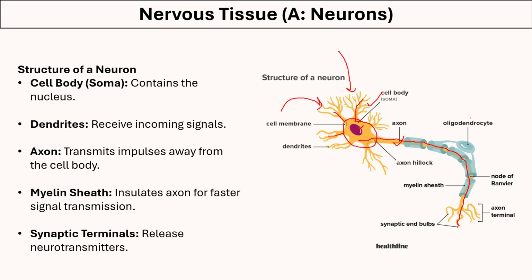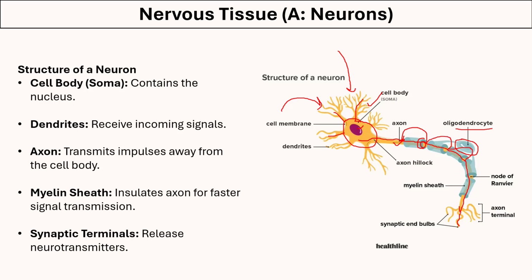Here you will see that the length of the axon is wrapped around by the extensions of another cell called the oligodendrocyte cells. The function is to provide insulation to the axon and help in faster transmission of the impulse, because the impulse can jump from one node to another node to another node.